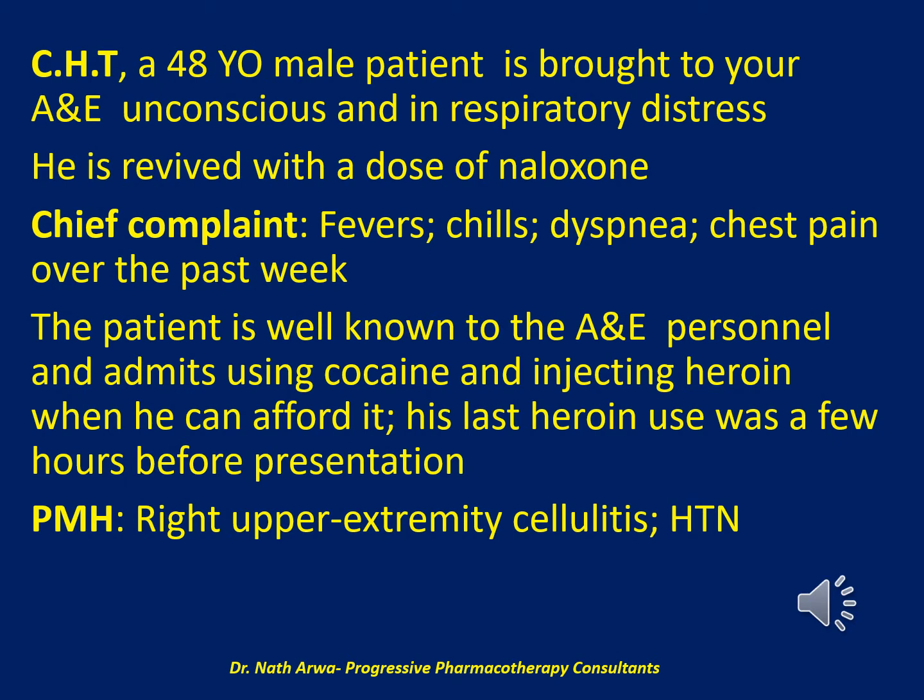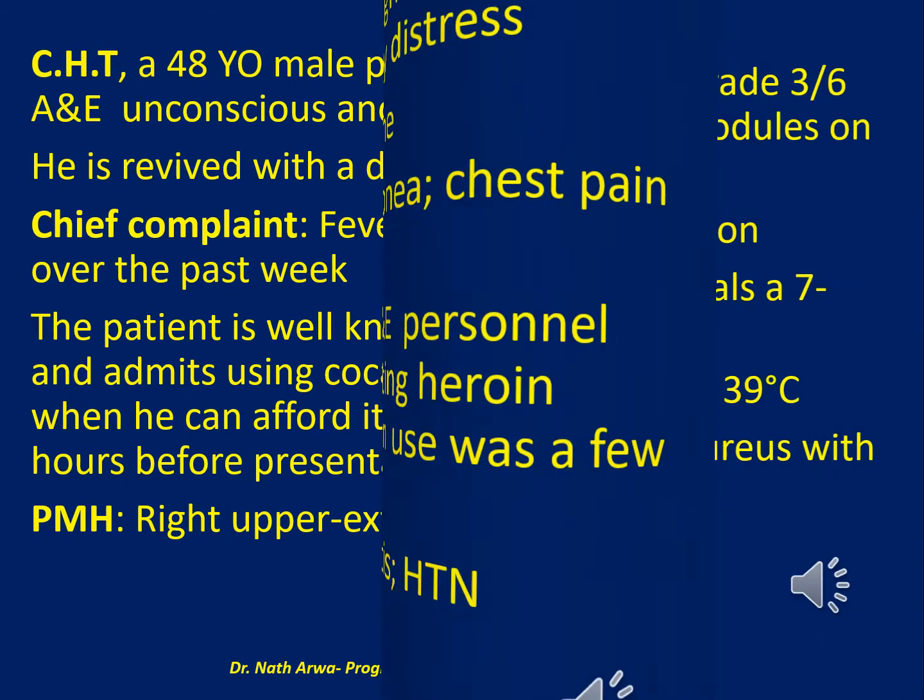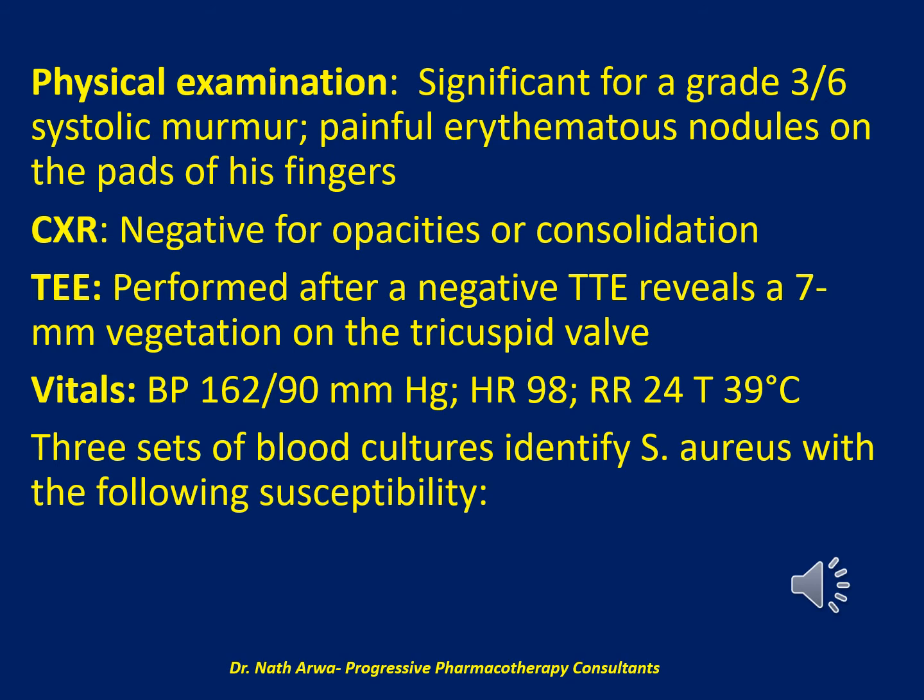He has a past medical history significant for right upper extremity cellulitis and hypertension. His physical examination is significant for a grade 3/6 systolic murmur and painful erythematous nodules on the pads of his fingers. His chest X-ray is negative for opacities or consolidation. A TEE is performed after a negative TTE and reveals a 7 mm vegetation on the tricuspid valve. His pertinent vitals include a blood pressure of 162 systolic and 90 diastolic, a heart rate of 98 beats per minute, a respiratory rate of 24, and a body temperature of 39 degrees Celsius.